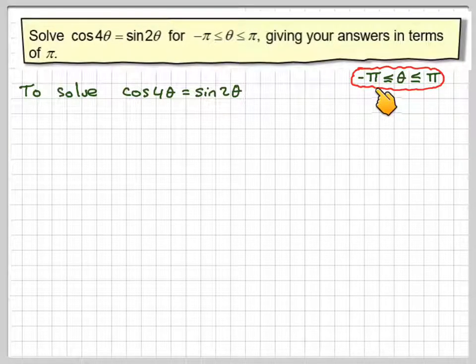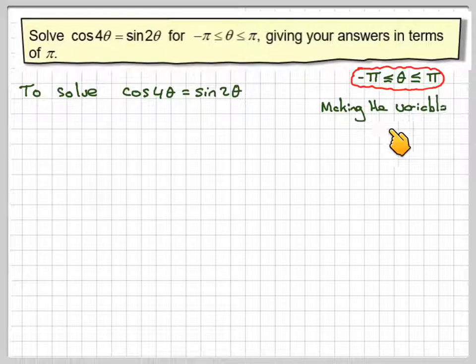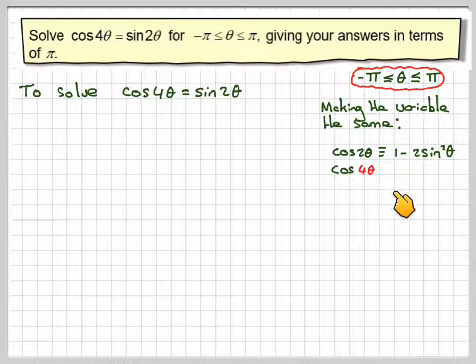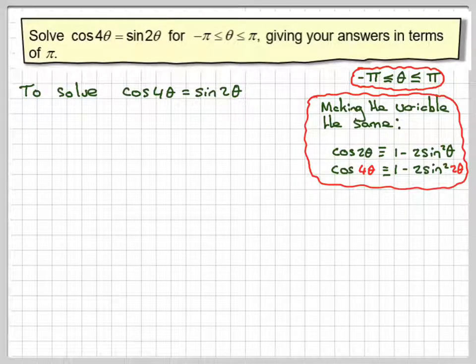Remembering we're solving this between minus pi and pi, I need to make the variable the same. I'm going to use the idea that cos 2θ is equivalent to 1 minus 2 sin squared θ, but I haven't got cos 2θ, I've got cos 4θ. So I'm going to write cos 4θ is equal to 1 minus 2 sin squared 2θ. Basically I'm making 2θ equivalent to 4θ, which makes θ here equivalent to 2θ.